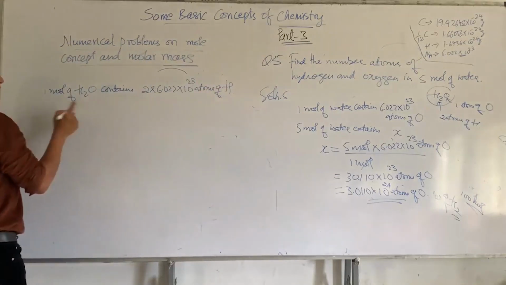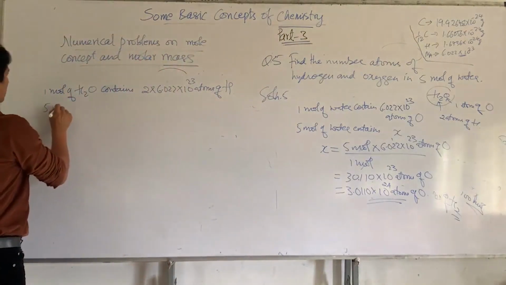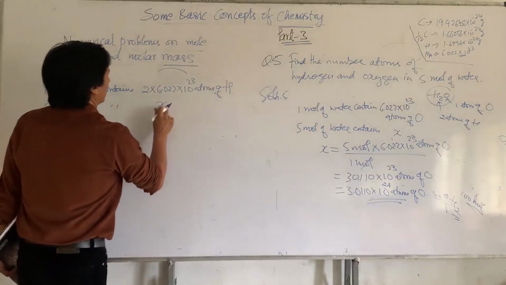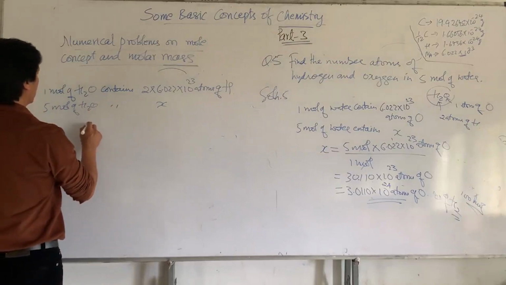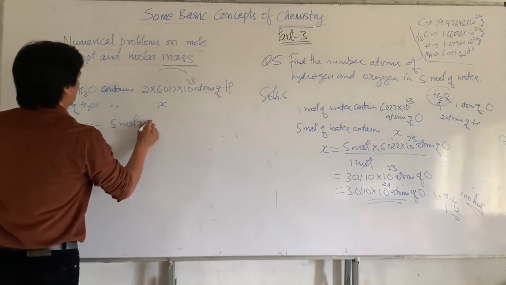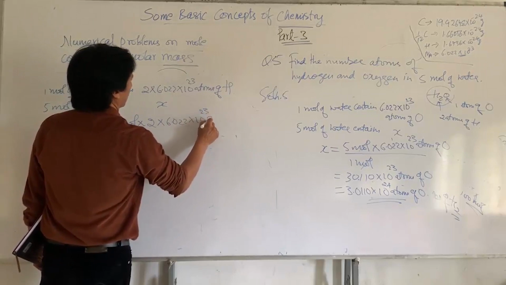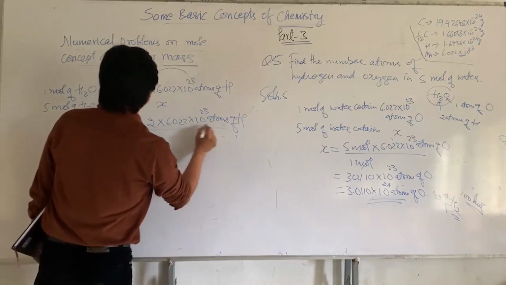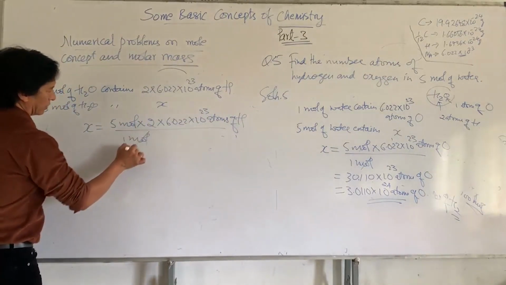That's it. Now you are given 5 moles of water. So 5 moles of water will contain how many atoms of hydrogen? Once again the same thing, you cross multiply. x is equal to 5 moles multiplied by 2 times 6.022 × 10^23 atoms of hydrogen, divided by 1 mole, right? So you have to write these units properly. It's very important. Mole and mole get cancelled.